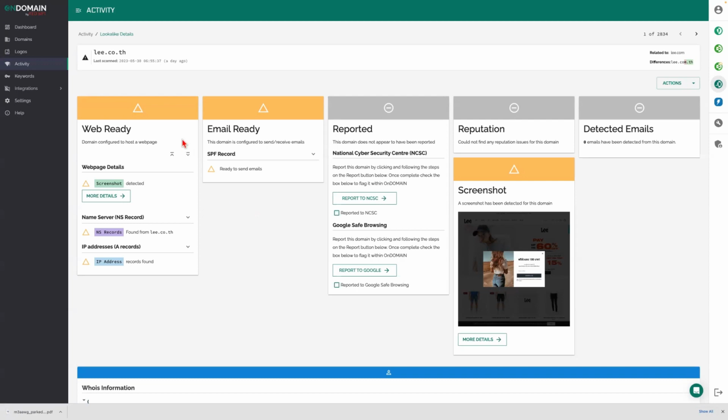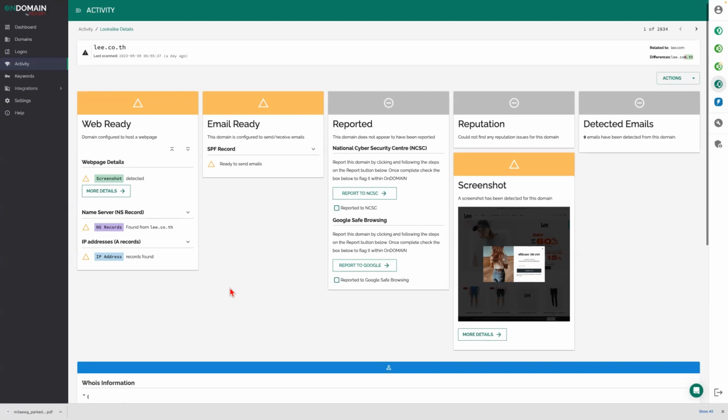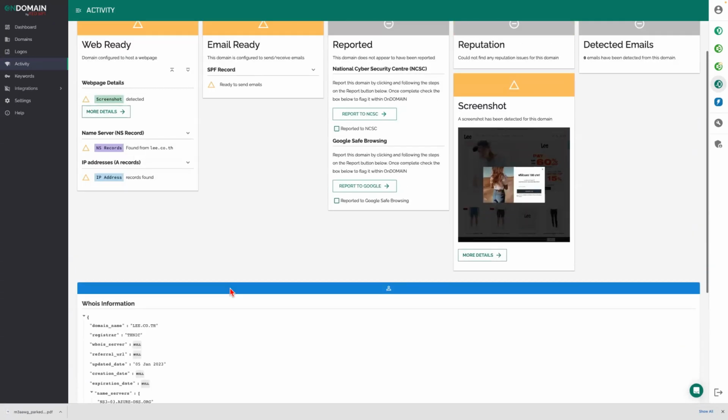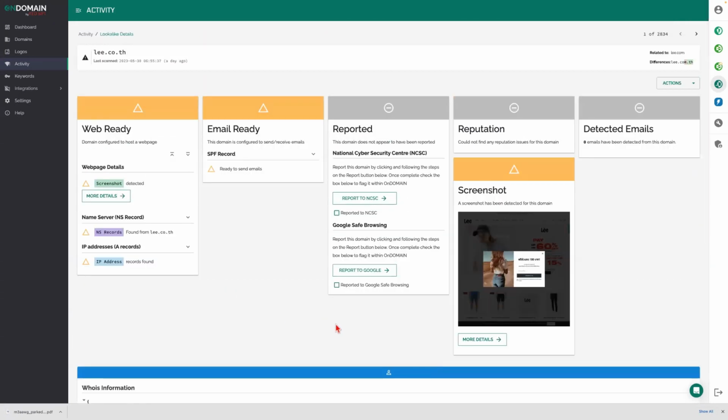But what we're looking at here are things like, is this domain web ready or email ready? So it could be being used already to spoof emails, to have a lookalike website to attract people to. And then we could go through into many details here, such as WHOIS information and so on here. So you can get a really full picture on it.